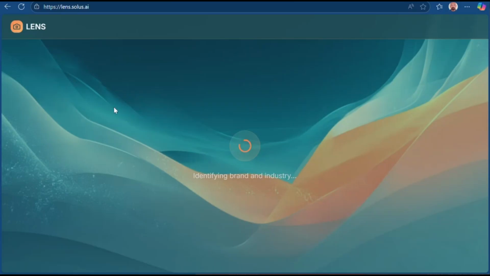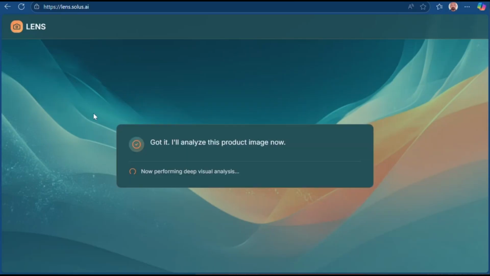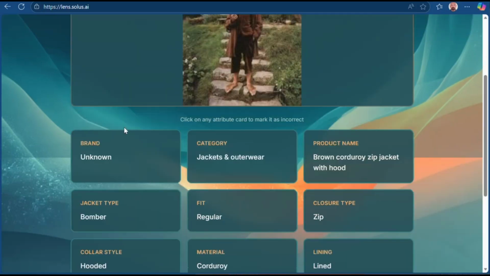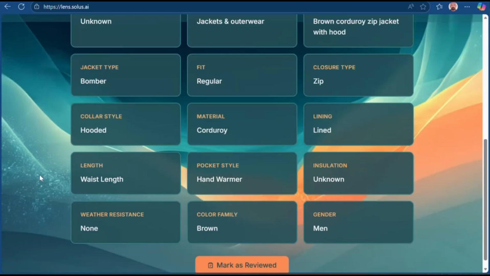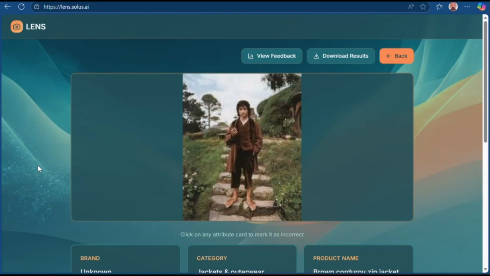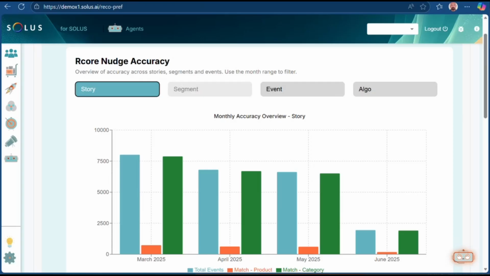Okay. So this is a fairly straightforward thing where it's just going to take that image and analyze what the attributes of the image are, so that it now says, listen, this is jacket and outerwear, and it's coming up with a bunch of things based on what it thinks this image is. Okay, now what this then allows me to do is essentially understand my product portfolio a little better.